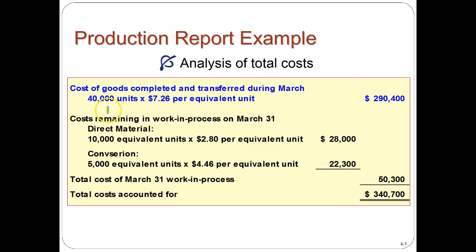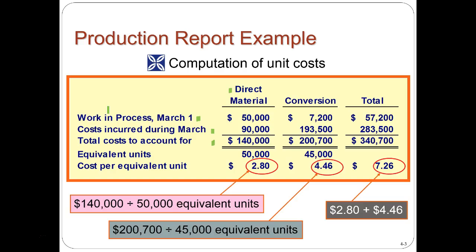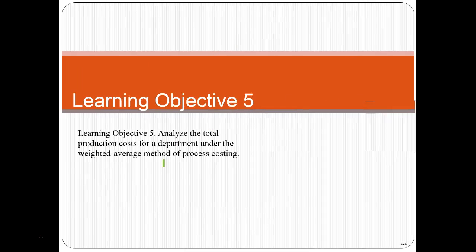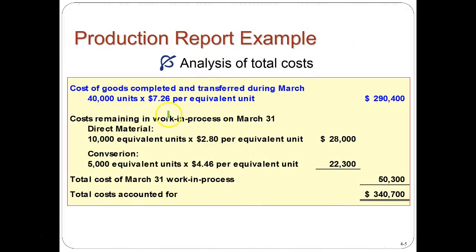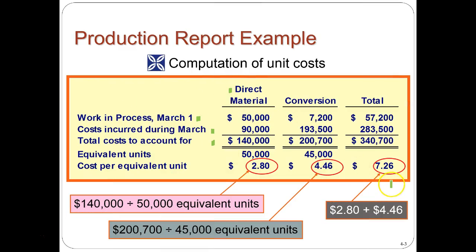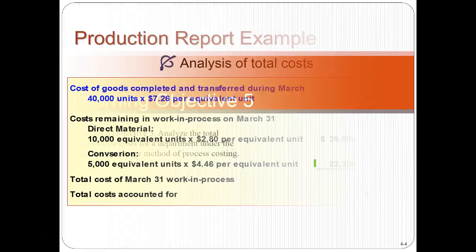You'll recall that there were 40,000 units there. And again, where does that come from? If we go back up here, it's the 40,000 that basically got transferred out. These got transferred out totally. They were completely started and completed, we're thinking about in the weighted average method, on both direct material and conversion. Therefore, we can just take that entire 40,000 and multiply it times the total of 7.26, which we got from this slide, the 7.26 here.